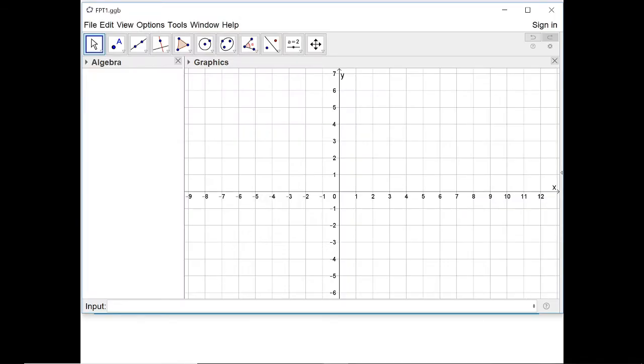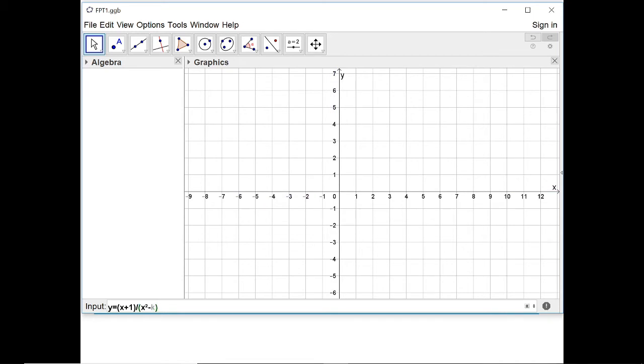Well, here's my GeoGebra window, and in the input bar at the bottom, I'm just going to type out the equation that I was given. So y equals, and then I had x plus 1 in the numerator, so I've popped that in some brackets, and then in the denominator, I've got x squared minus k. So x squared, I'm pressing Alt 2 to get my squared there, minus k.